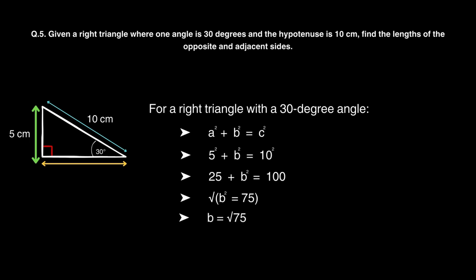When you put it into a calculator, you will see that the square root of 75 is 8.66. Hence, the answer will be b equals 8.66 centimeters. The triangle will have an opposite side of 5 and an adjacent side of 8.66 centimeters.